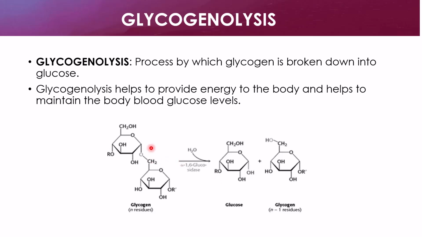Glycogenolysis. When we talk of glycogenolysis, it is a process by which glycogen is broken down into glucose. And what we also have to note is that glycogenolysis helps to provide energy to the body and helps to maintain the blood glucose level. As you can see from this picture, the enzyme alpha 1,6 glucosidase in the presence of water catalyzes the breakdown of the glycogen to a glucose unit and a glycogen unit, which is shortened by one glucose residue as seen here.